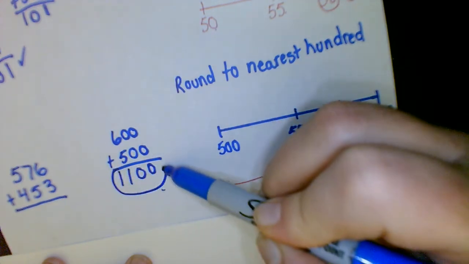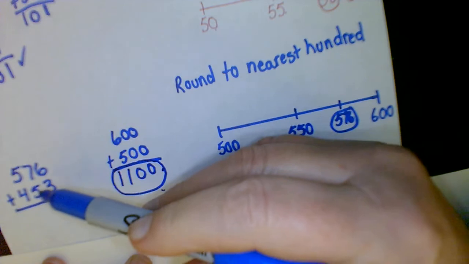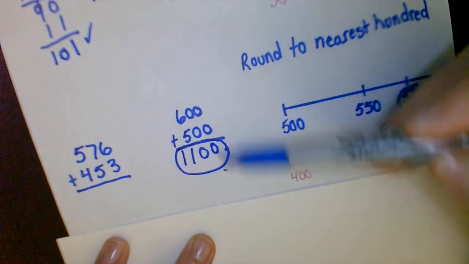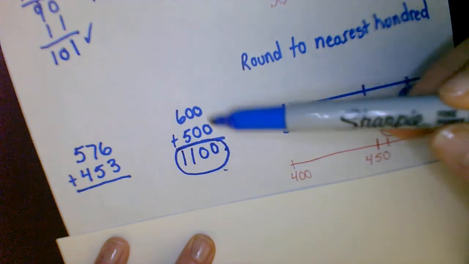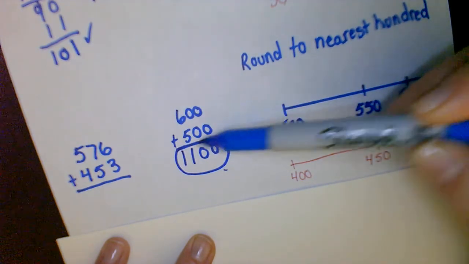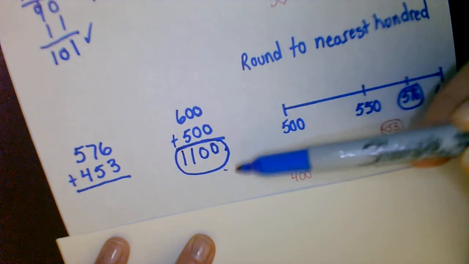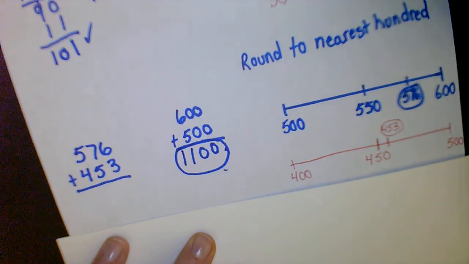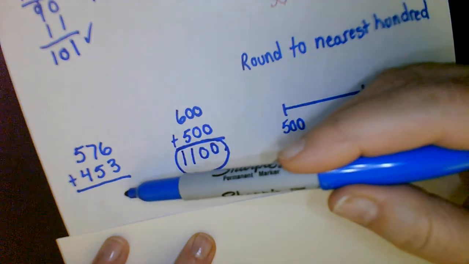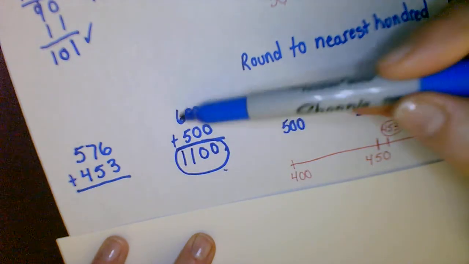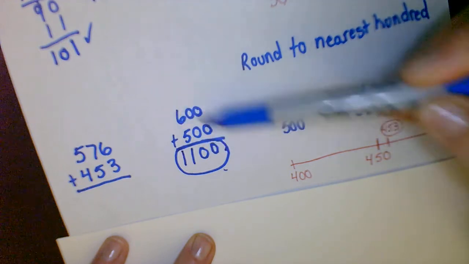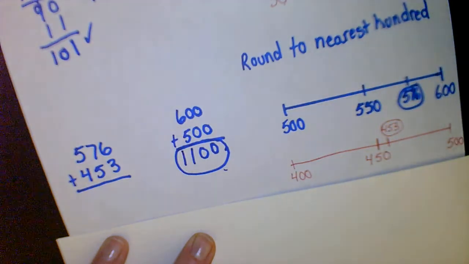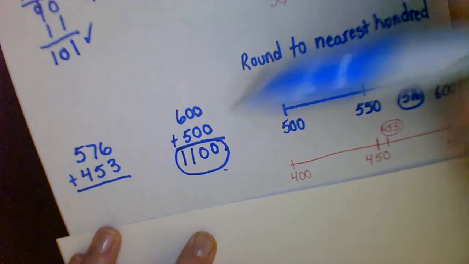It's telling me that my answer, when I calculate the sum, should be somewhere around 1,100. Now, when we're rounding to the nearest hundred, our answers are going to be a little further away, maybe, from our calculated answer. That's just because when we're rounding to the nearest hundred, we're dealing with a little bit bigger numbers, and so it's possible that it will be a little further away, but that's okay.